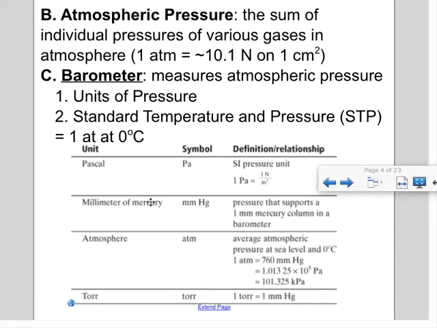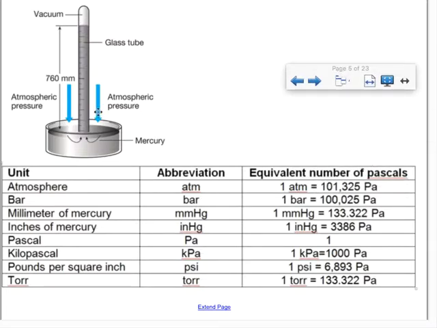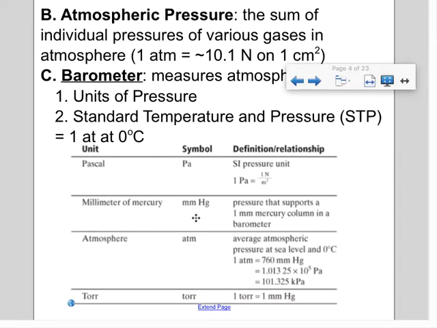Okay, so these are the different units that you may come across in your assignment today. So here's that mercury barometer. Yes, the atmospheric pressure does exert force on that mercury that pushes up the mercury inside of a vacuum tube. And so they actually measure here 760 millimeters of mercury. And so there's where that unit comes from, millimeters of mercury.